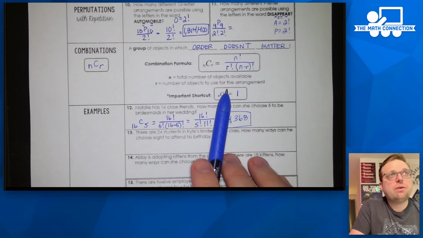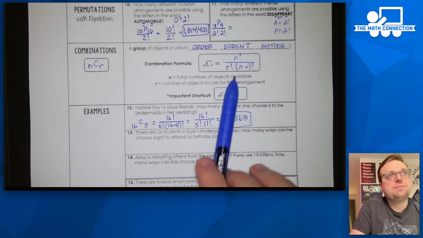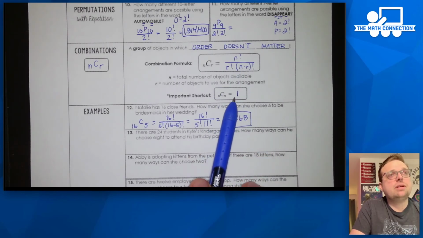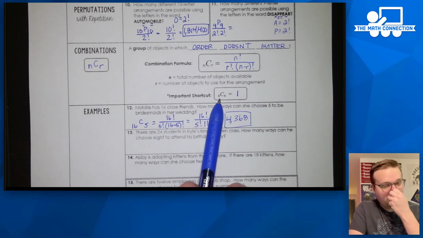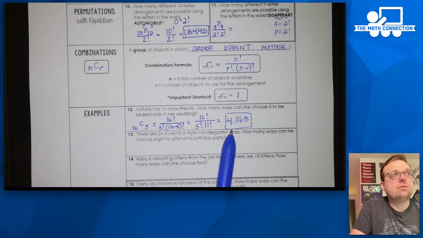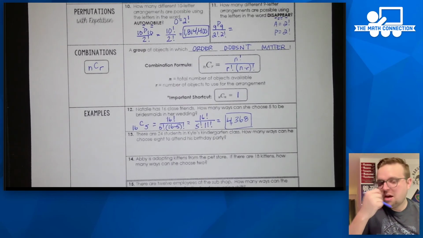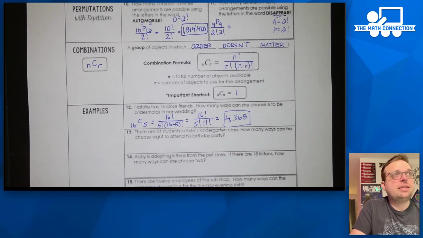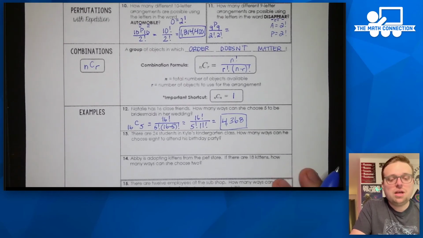So let's recap real quick. So here's the formula that we were using. And then here is a situation where if n and r are the same number, then the answer is going to be just 1. And then I worked out the first example using the formula. I'm going to do 13 and 14, so you can actually see me doing those too.